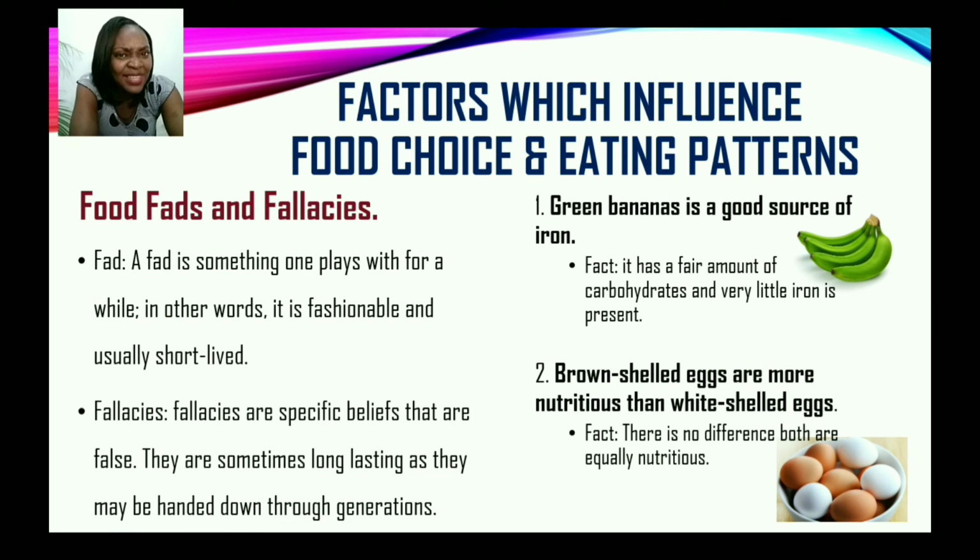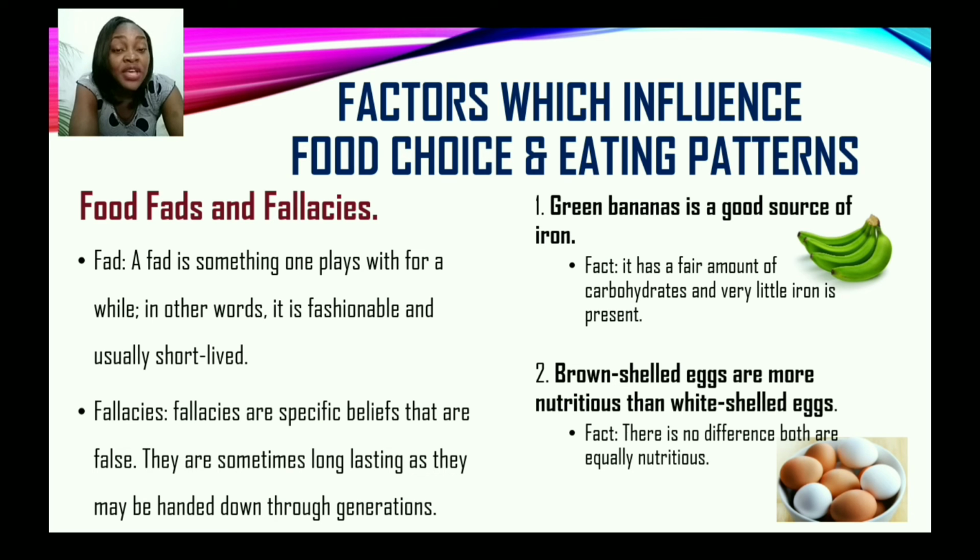Food fads and fallacies. A fad is something one plays with for a while. In other words, it is fashionable and usually short-lived. Now, can you think of any food item that is short-lived? Fallacies. Fallacies are specific beliefs that are false. They are sometimes long-lasting as they may be handed down through generations. So persons' food choice are influenced by fads and fallacies. Now, a fad, something that is fashionable or short-lived.